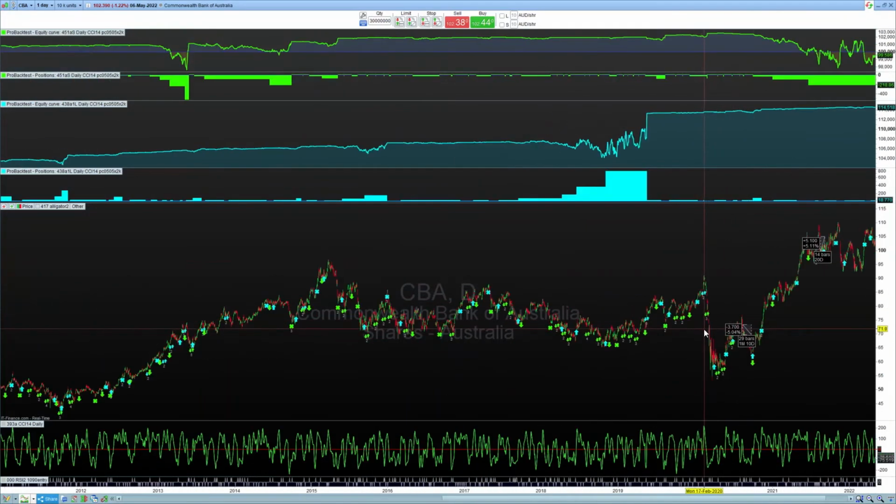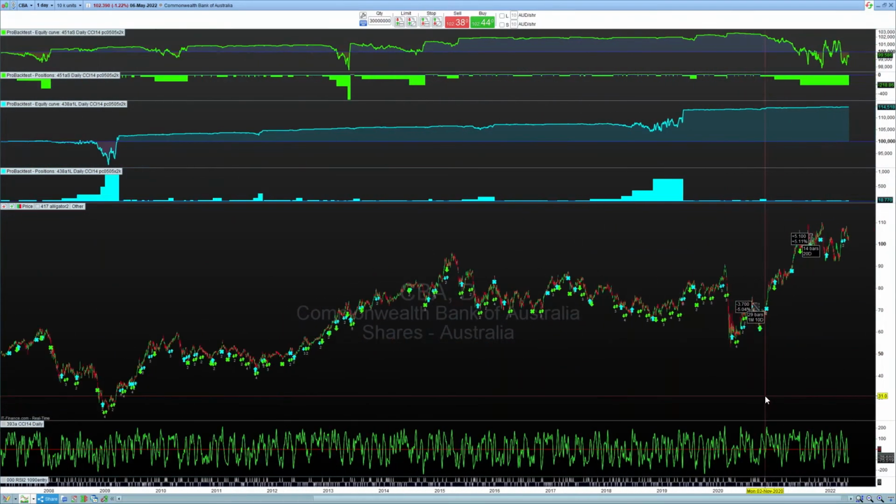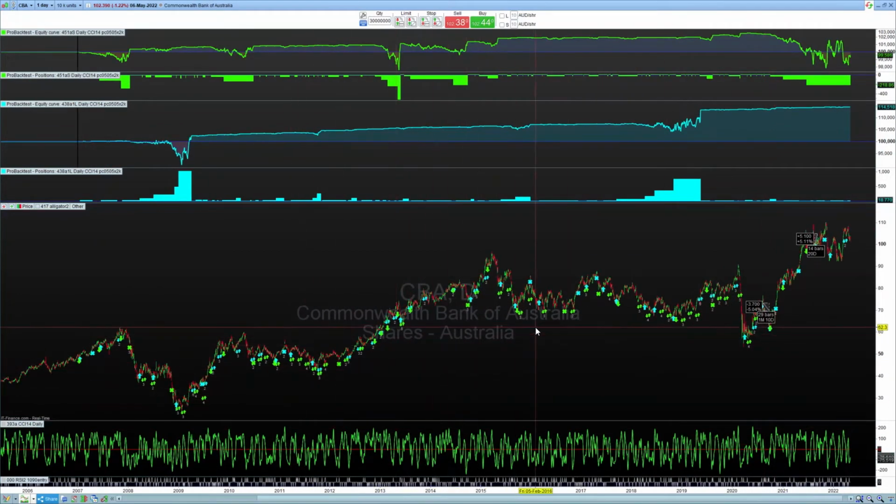Again, looking at the big picture overall, it's been going in a northerly direction, doing quite nicely. So the long position has generated greater returns than the short position in this case.